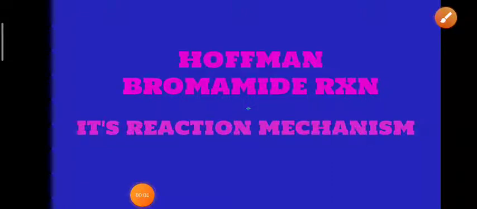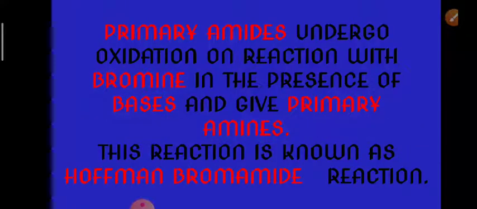Hello my dear students, in this video now we are going to study about the Hoffman bromamide reaction and its mechanism. First of all, we go for the definition. When primary amides are treated with the halogens in the presence of the bases, they undergo oxidation and give primary amines. This reaction is known as the Hoffman bromamide reaction.